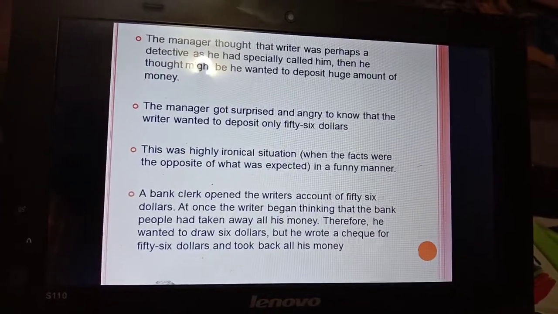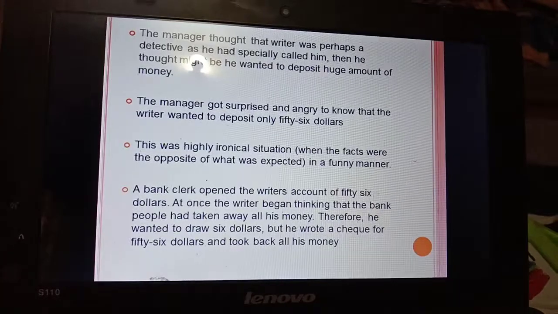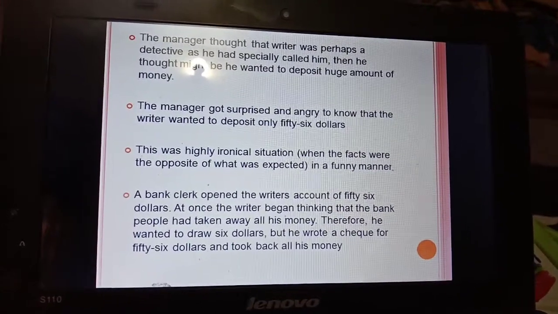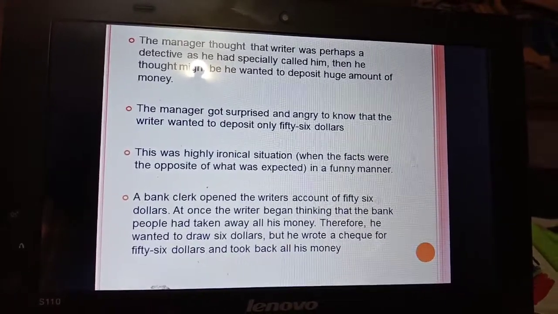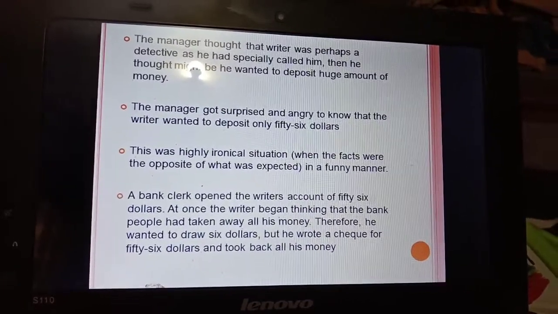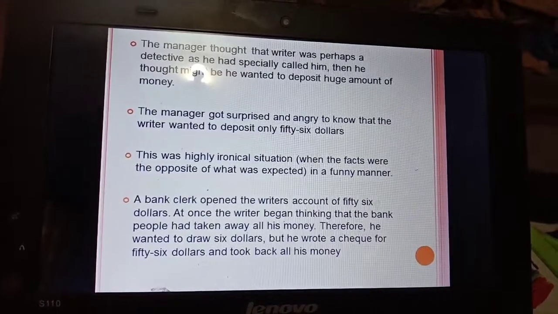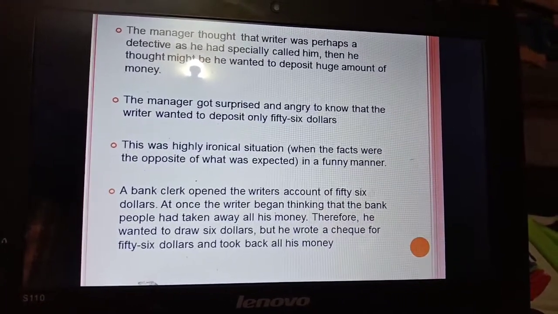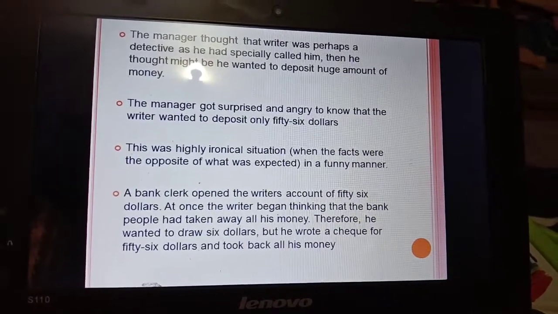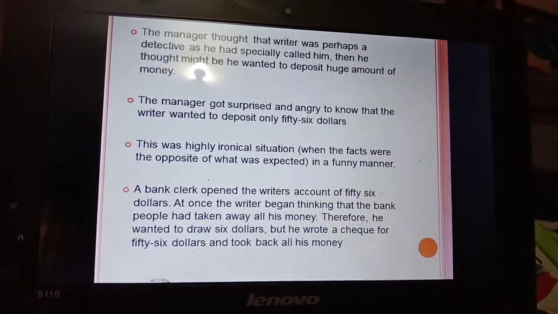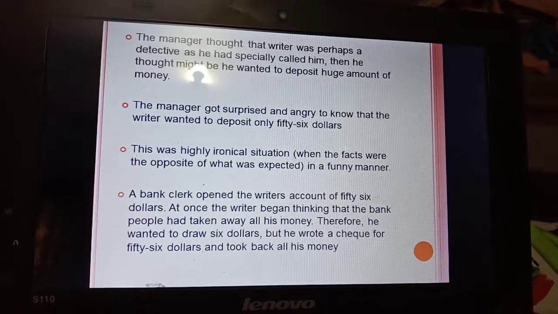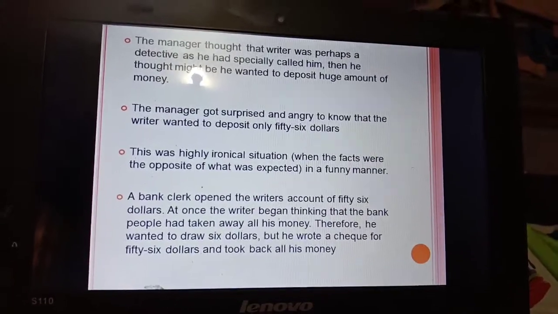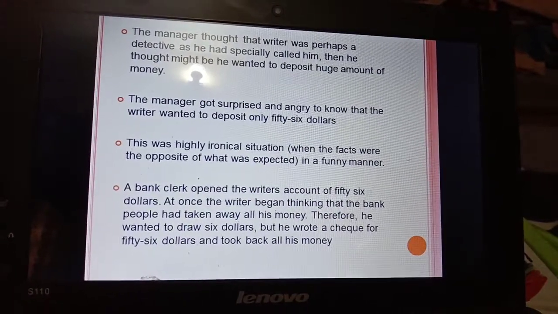So the manager thought that the writer was perhaps a detective. As I told you, because of the behavior of the writer, everyone called him a detective. Then they thought he might want to deposit a huge amount of money, and later on the manager thought maybe he was a detective. On the other hand, they were thinking that he might have lots of money, therefore he was very strange and maybe very confused.